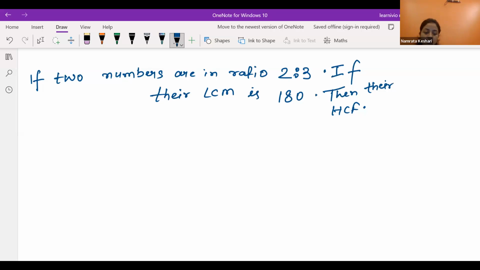Can we discuss it? Yes. Ritvika, are you able? Oh, yes, ma'am. I got the HCF as 30. Okay, let's see. So here the ratio is given, the ratio between two numbers.